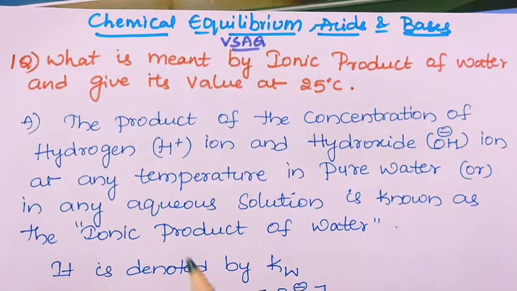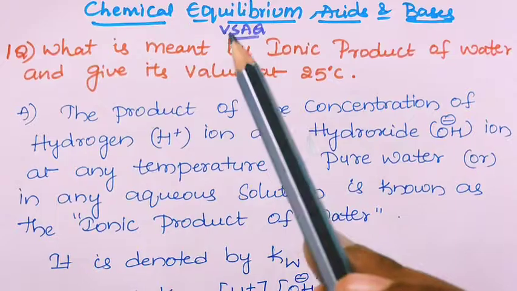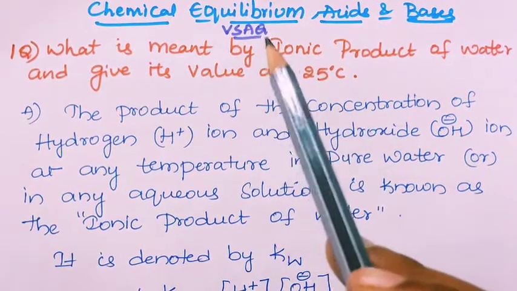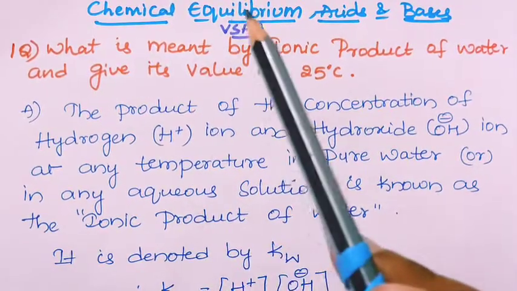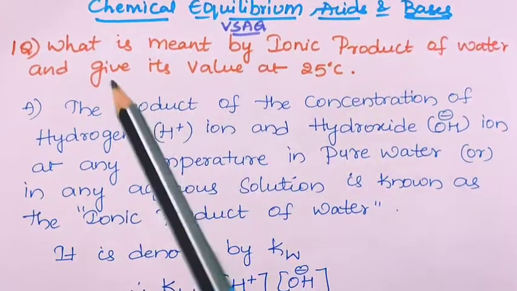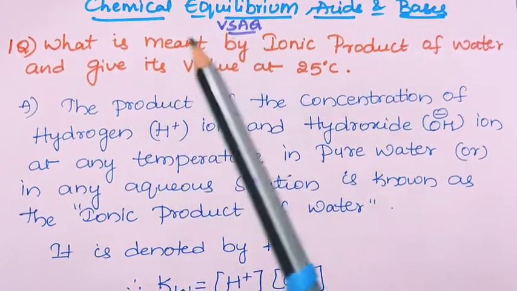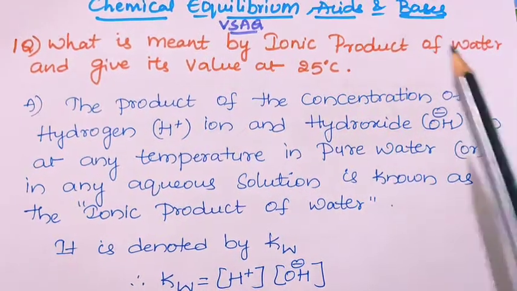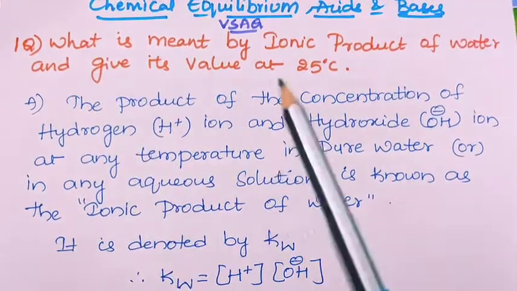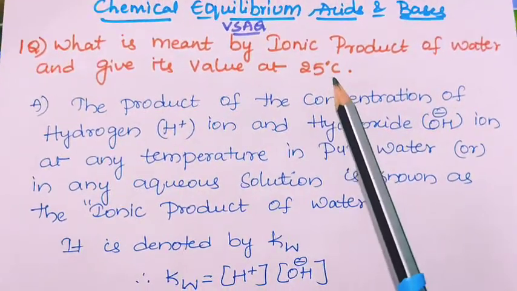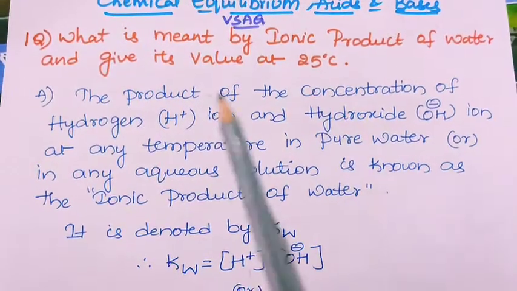Hello students, now we will see some of the very short answer questions which will be asked for 2 marks from the lesson chemical equilibrium and other lessons also. So first question is, what is meant by ionic product of water, and give its value at 25 degrees Celsius. So first we will explain ionic product of water.